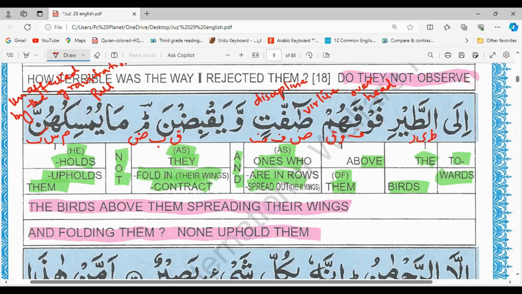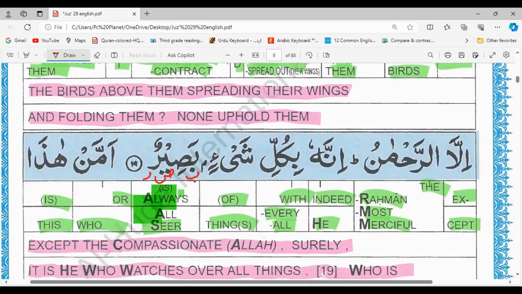وَيَقْبِضْ, they fold their wings and they spread the wings out. مَا يُمْسِكُهُنَّ, he is holding them, he is sustaining them, supporting them in the air. It is no one else but Allah subhanahu wa ta'ala. And it is surprising that they don't fall.